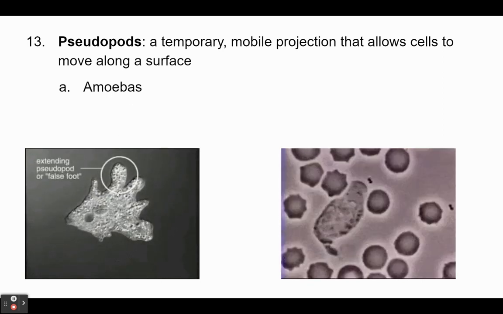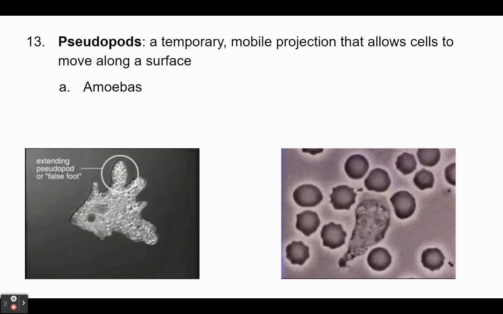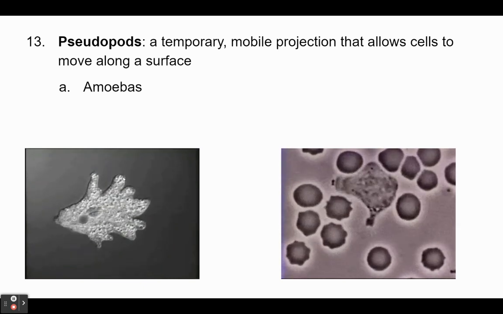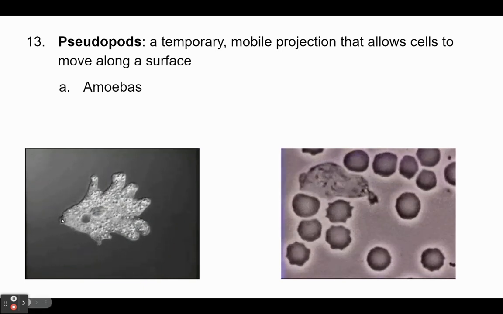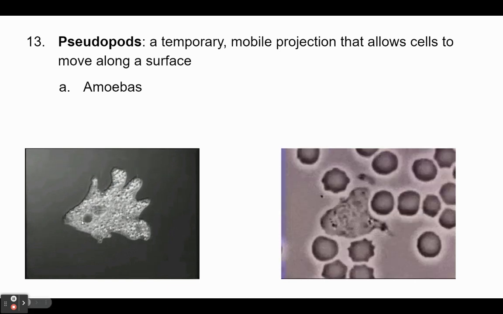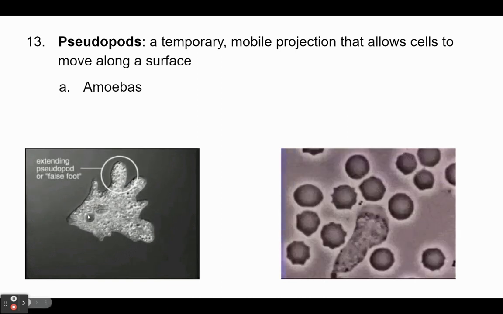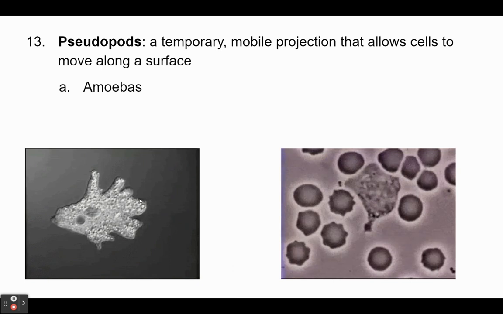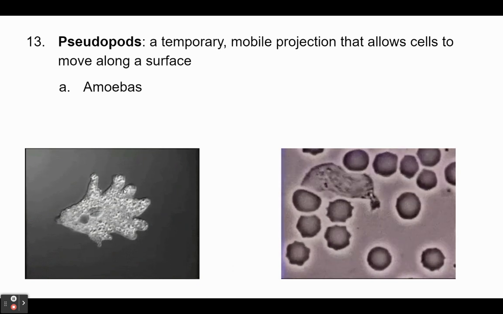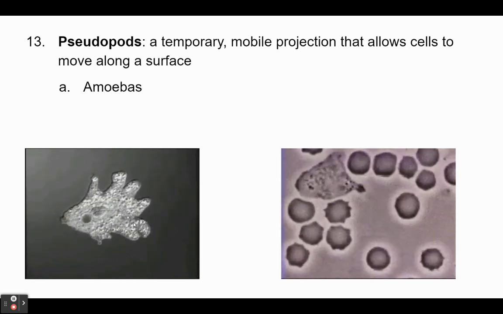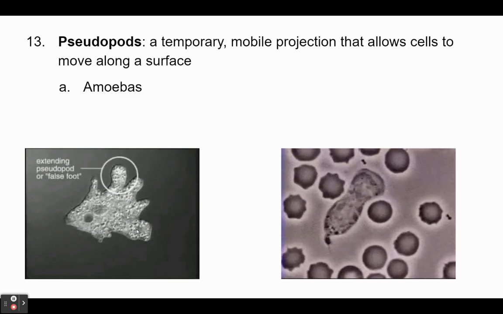Here's an amoeba. You can see it extending this pseudopod, and notice that this backside of it that's not extending pseudopods is flowing towards where the pseudopods are anchoring it. So each of these projections is an individual pseudopod that it's using to help move.